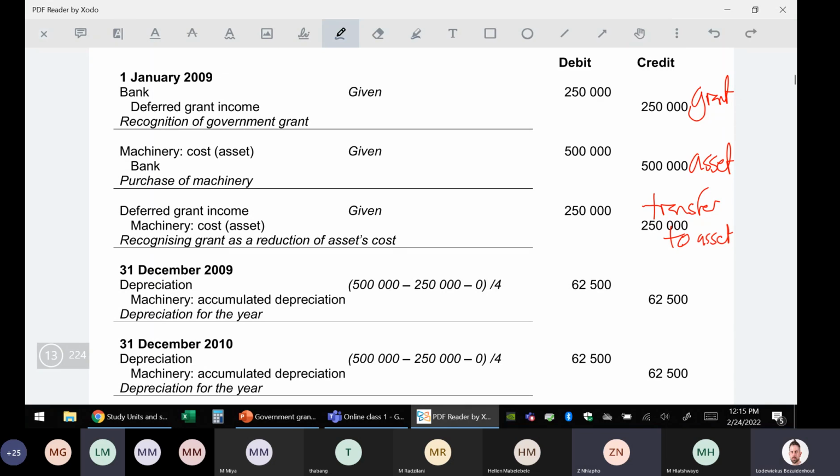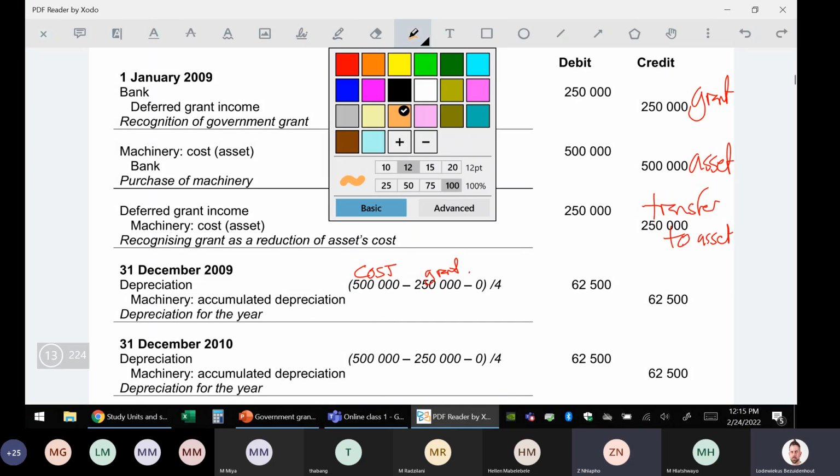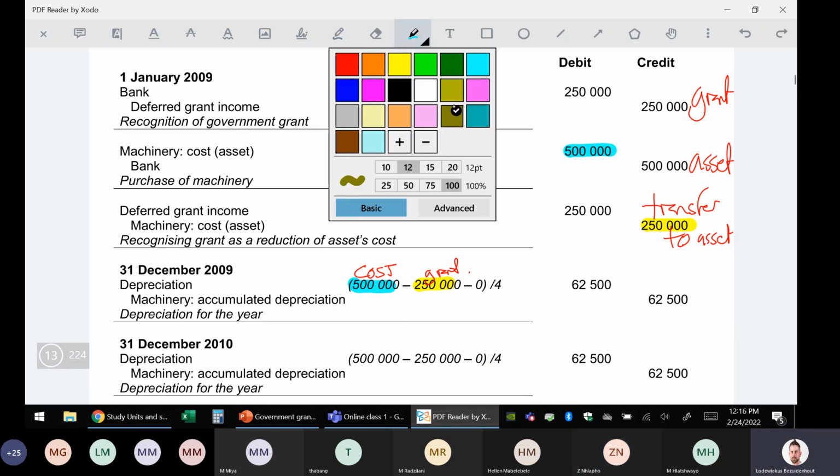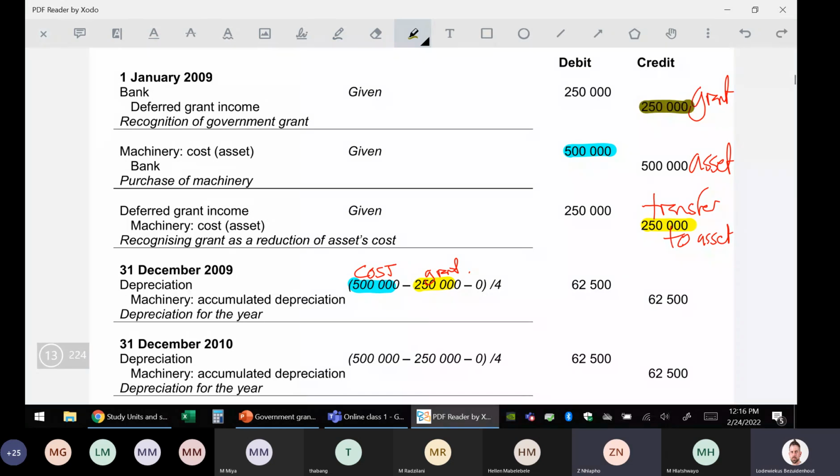All right, so what is left? That's the cost. That is the grant that we deduct from the cost of the asset, because it's an asset-based grant and we reduce the cost of the asset. So that 250 is that one there. And we have the cost of the asset of 500. And then on our deferred grant account, there is a credit of 250 and a debit of 250. So after we've done that transfer, the deferred grant account is 0 after being taken to the asset.